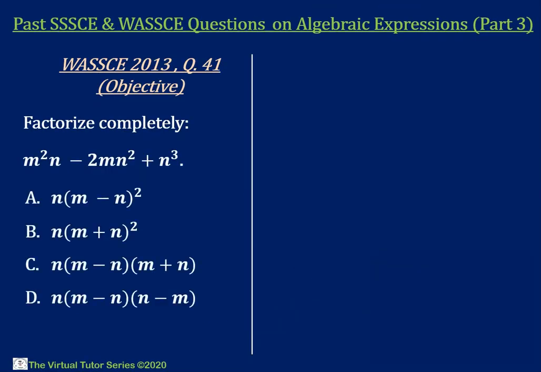WASSCE 2013, Objective Question 41. Factorize completely m squared n minus 2mn squared plus n cubed. Solution. We are to factorize completely the expression m squared n minus 2mn squared plus n cubed.